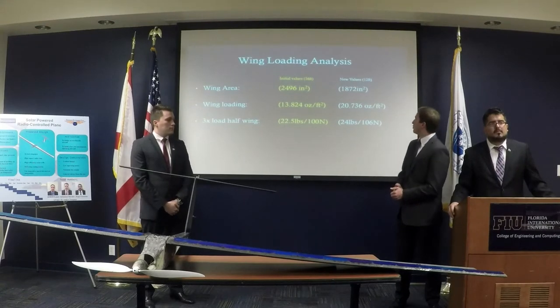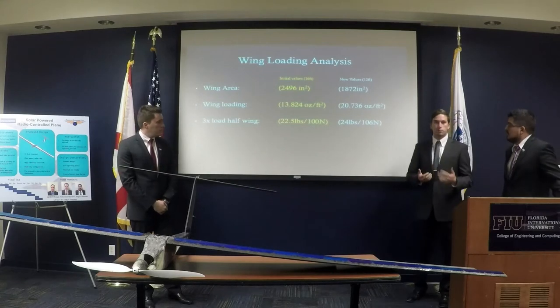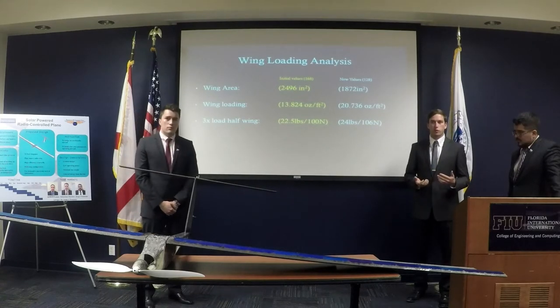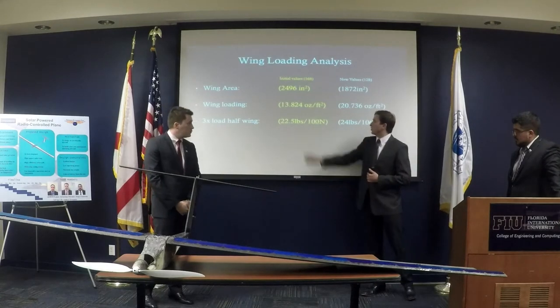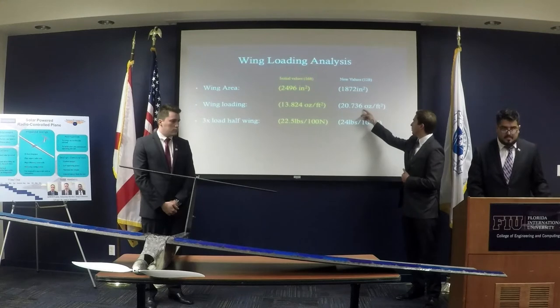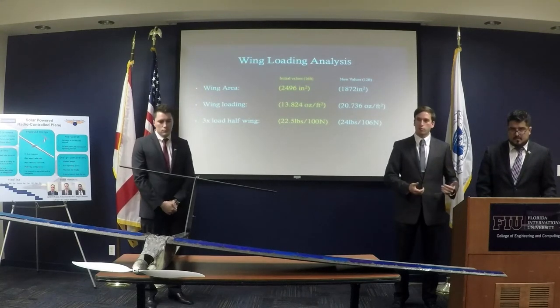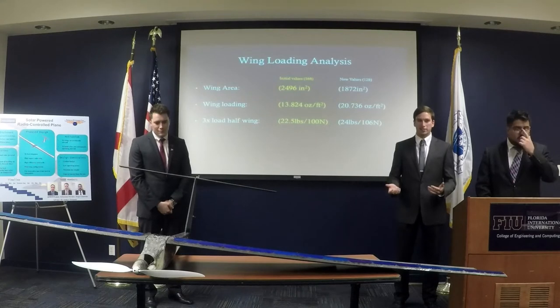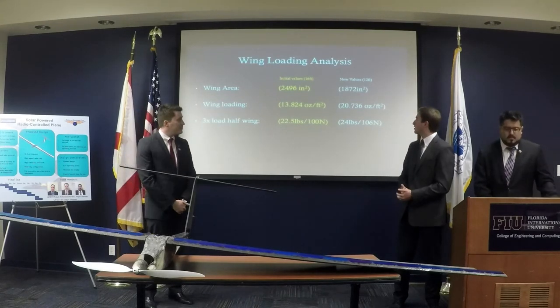We ended up scaling down to a 12-foot wingspan, where you can see the values here. So one of the key parameters for aircraft performance is the wing loading. In our initial design, we had a 13.824 ounce per square foot wing loading, and we increased that to 20.736. So this is a worse performing plane than our initially designed one, but we wouldn't have a plane if we hadn't scaled it down. So I think this was a valuable engineering compromise.